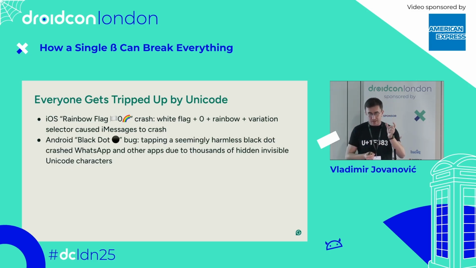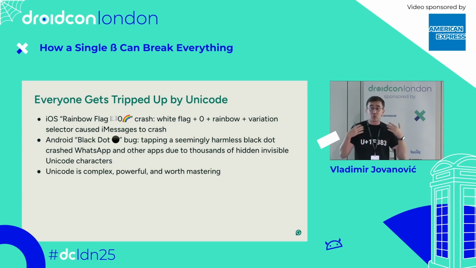On Android, something similar happened. A message with a black dot emoji caused WhatsApp and some other messaging apps to crash when the dot was tapped. It looked harmless, but it contained thousands of invisible characters that broke layout logic. Tom Scott even made a video about it. If you want to learn more, you can check it out. So if people building operating systems can get caught by this complexity, we are in good company. Unicode can be tricky, but it's also what makes it fun. The more you know, the fewer surprises it will throw your way.